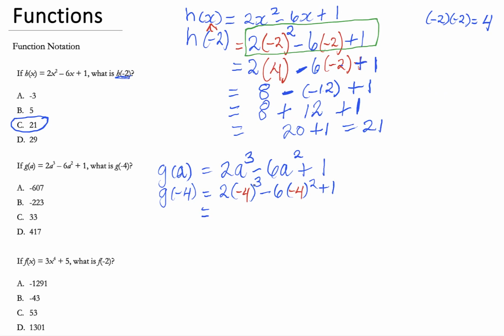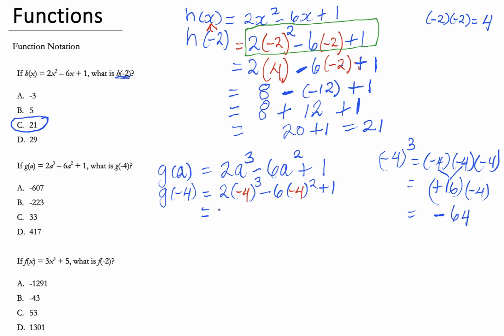Again, exponents are first. Negative 4 to the third power means that negative 4 is going to multiply itself 3 times. Negative 4 times negative 4 is a positive 16. When I take that and multiply it by negative 4, a positive times a negative is a negative, and 16 times 4 is 64. So this would be 2 times, and that gives me negative 64.